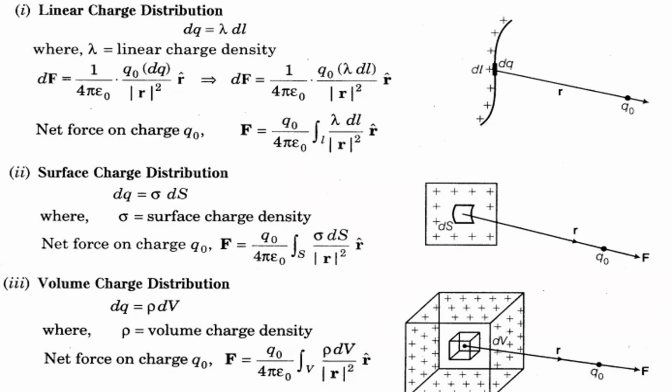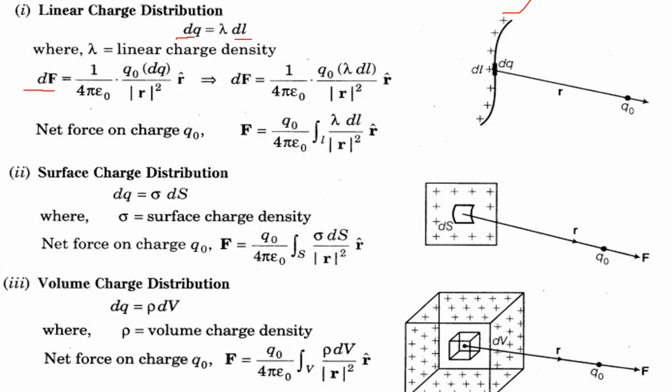There are three types of charge distribution. The first one is linear charge distribution, in which the charge is uniformly distributed over a line. To understand this, let us take a small amount of charge dq that is distributed over a portion of the complete length, dl. Here lambda is the linear charge density.